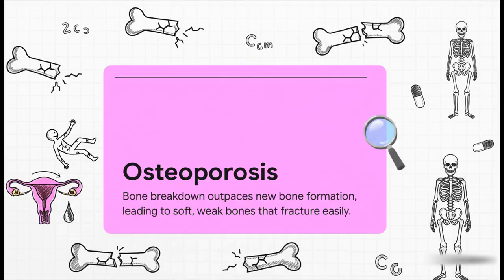Now, osteoporosis is kind of sneaky. They call it a silent disease because you don't feel it happening. Think of your bones like a construction site. You're always breaking down old bone and building new bone. With osteoporosis, the breakdown crew is working way faster than the building crew. This leaves your bones weak and porous, making them super easy to fracture. And a huge risk factor the exam loves to ask about, post-menopausal women, all because of that drop in estrogen.